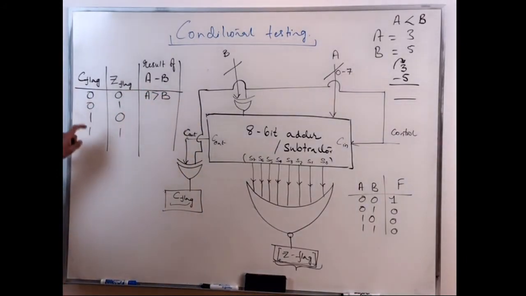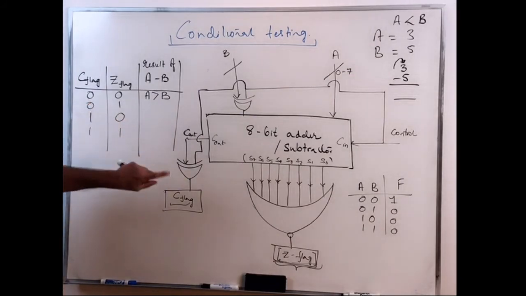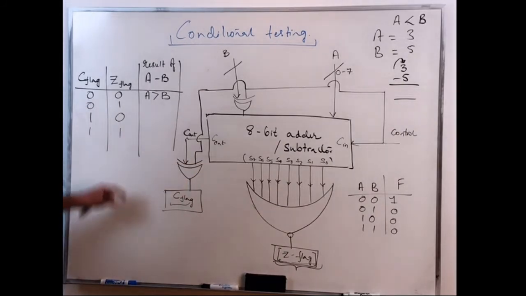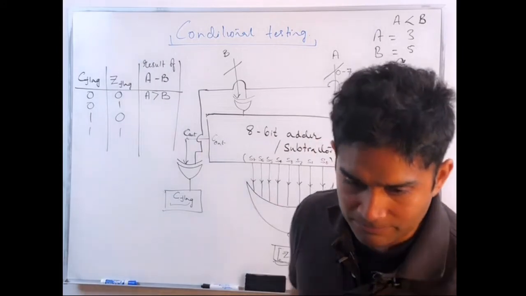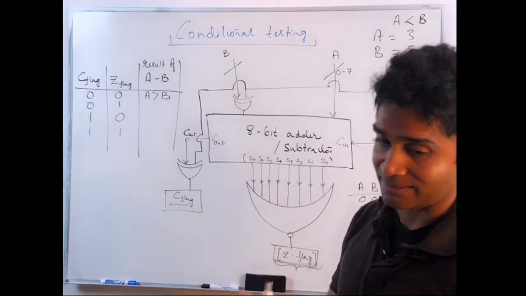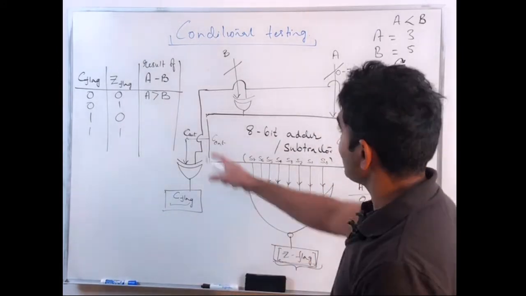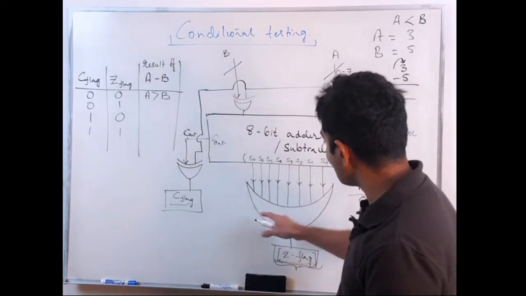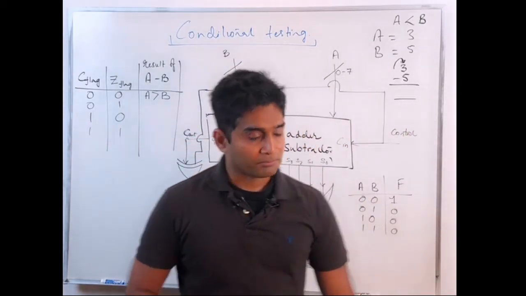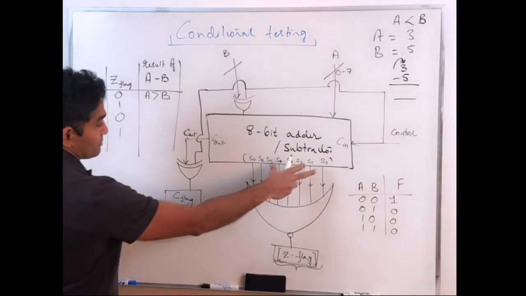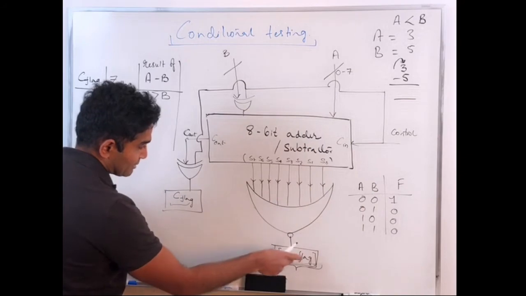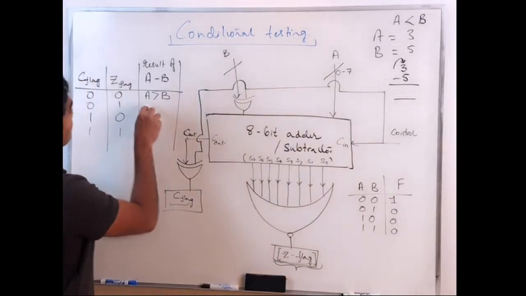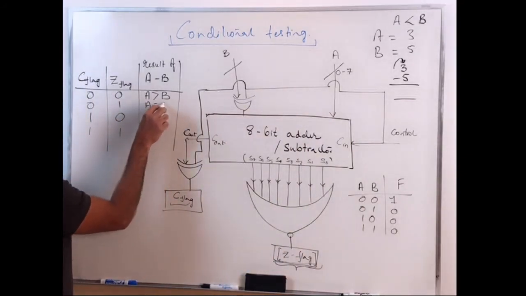Alright, for the second case, my C flag is 0, that means I'm not borrowing anything, but my Z flag is 1. What can you say about the relative magnitude between A and B? My Z flag is set, that indicates that A is equal to B, because my Z flag is only set when A is equal to B, right? In which case A minus B would result in a 0, and going through this NOR gate, that would set my Z flag. In this case, my A is equal to B.